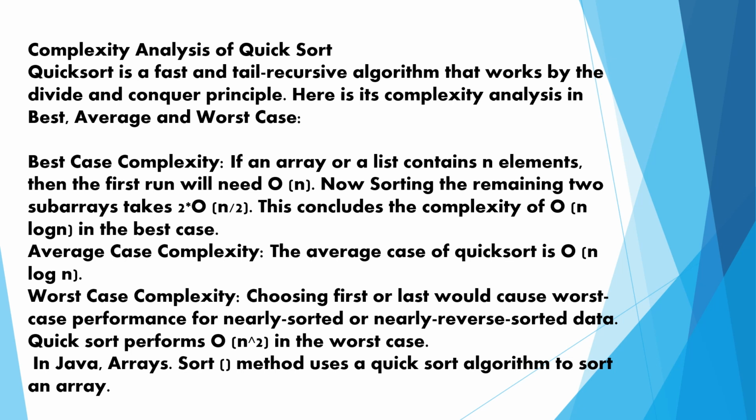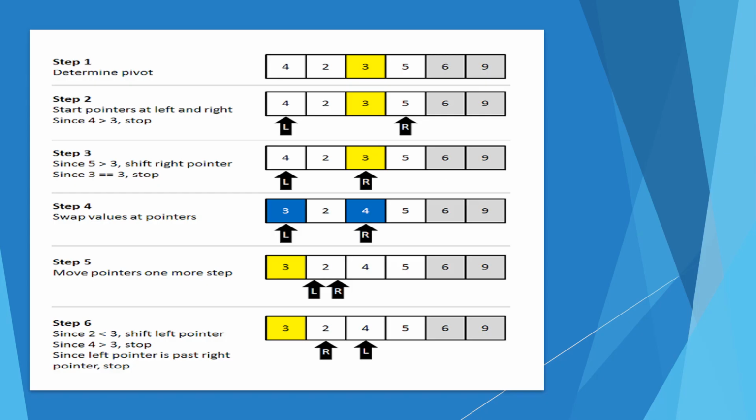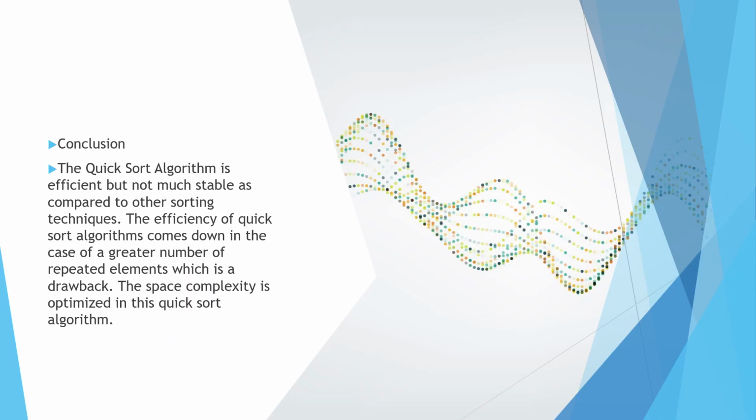In Java, the array sort method uses a quicksort algorithm to sort the array. Here are the steps of pivot elements and the sorting technique of quicksort. Here I conclude by telling that the quicksort algorithm is efficient but not as stable as compared to other sorting techniques. Efficiency of the quicksort algorithm comes down in the case of a greater number of repeated elements, which is a drawback. The space complexity is optimized in the quicksort algorithm.